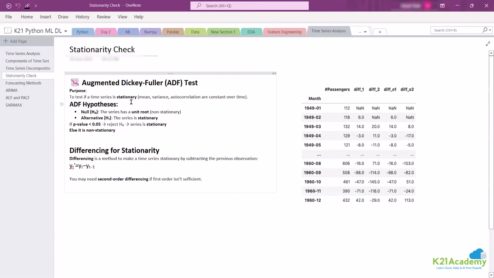Here we set some hypotheses, a null hypothesis and an alternate hypothesis. The null hypothesis says that the series has a unit root and it is non-stationary, and the alternate hypothesis says that the series is stationary. While performing this augmented Dickey-Fuller test, we check the value of p. If the value of p is smaller than 0.005, then we reject the null hypothesis and say that the series is stationary, else we say that it is non-stationary.